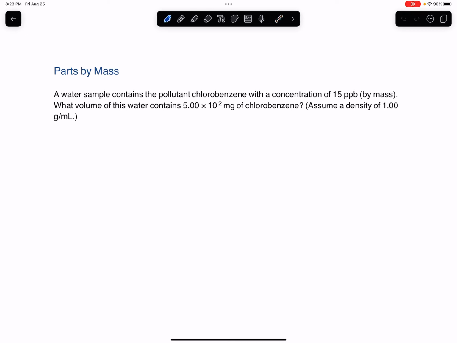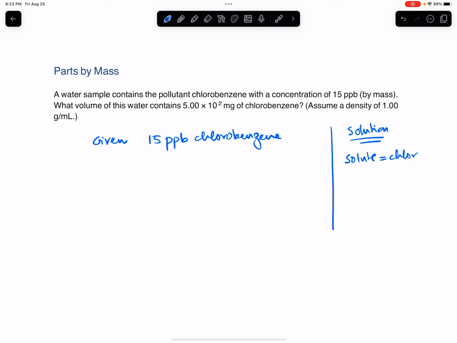All right, so the first thing you need to do is understand how to start off with parts per mass, because that's what's given to us. So we're going to write that down. Given is 15 parts per billion of chlorobenzene. Now we have a solution, and in the solution, the solute is the chlorobenzene. If we think about parts per billion, what we're saying is that if, for example, we're measuring in grams, then 15 grams of solute is contained in a billion, which is 10 to the power 9 grams of solution.